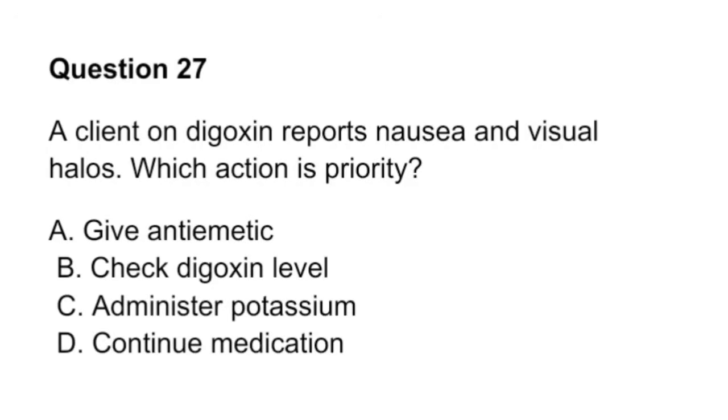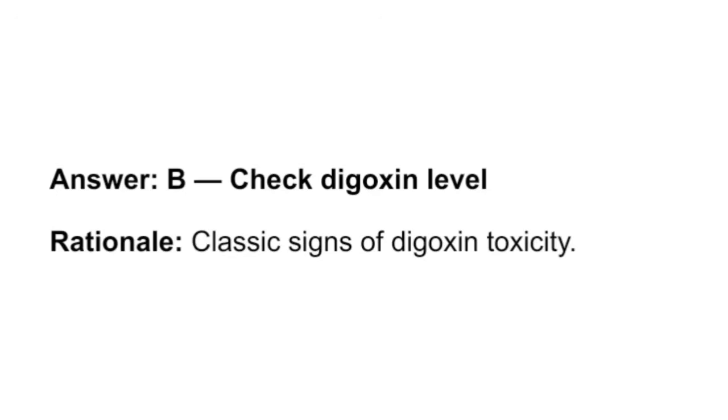Question 27. A client on digoxin reports nausea and visual halos. Which action is priority? A. Give antiemetic. B. Check digoxin level. C. Administer potassium. D. Continue medication. Answer B. Check digoxin level. Rationale: classic signs of digoxin toxicity.